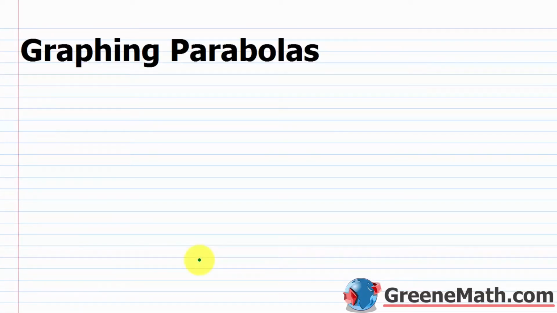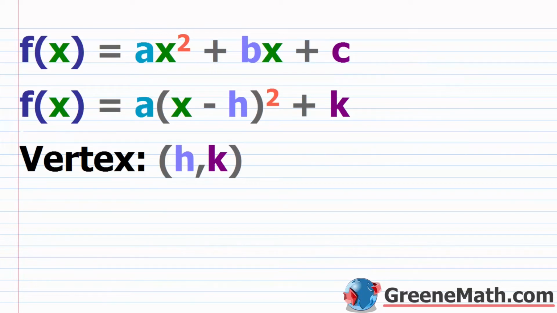In this lesson, we want to talk about graphing parabolas. All right, so in the last lesson, we talked about the standard form and the vertex form of a parabola. We learned how to convert back and forth between the two. So again, I'm going to define this first one here, f of x equals a times x squared plus b times x plus c. I'm going to say this is standard form, and I'm going to say this guy right here, f of x equals a times the quantity x minus h squared plus k, I'll say that's vertex form.